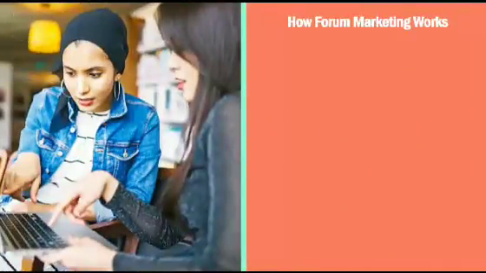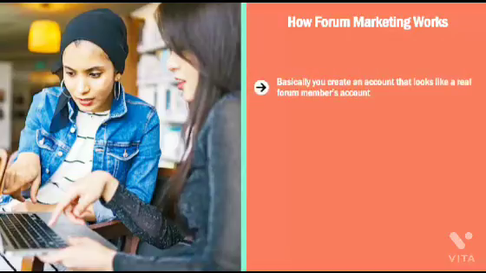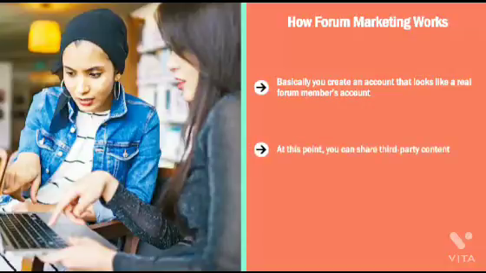How forum marketing works. Basically, you create an account that looks like a real forum member's account. You discuss issues related to your niche for quite some time. You don't drop a link. After a while, you should become credible because you have demonstrated that you know what you're talking about. At this point, you can share third-party content. This is high-quality content published by your competitors or non-competitors that are authoritative in your niche. When you do this, you become an even bigger expert. People start to look at you as an authority.